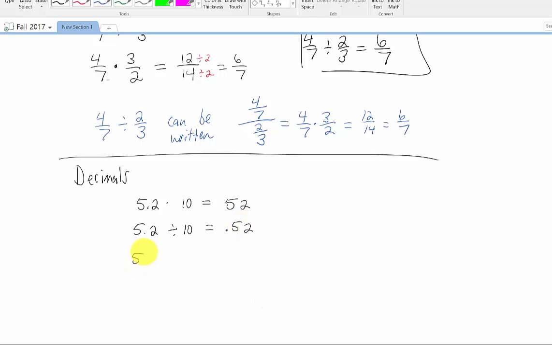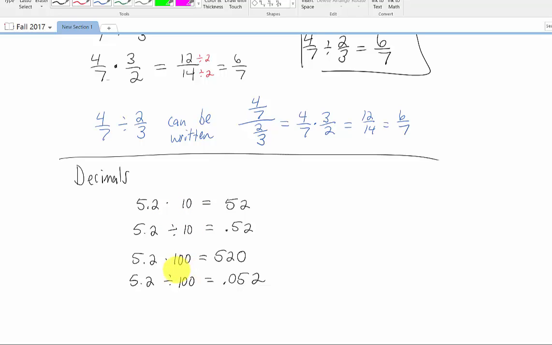We could keep going with this. If you had something like 5.2 and you multiplied by 100, that's 2 factors of 10. That's going to move your decimal place to the right twice. If you had something like 5.2 and you divided by 100, that's 2 factors of 10. That's going to move your decimal place to the left twice. So moving your decimal place to the right and to the left is just about multiplying and dividing by factors of 10. That's what I want you to remember for this class.